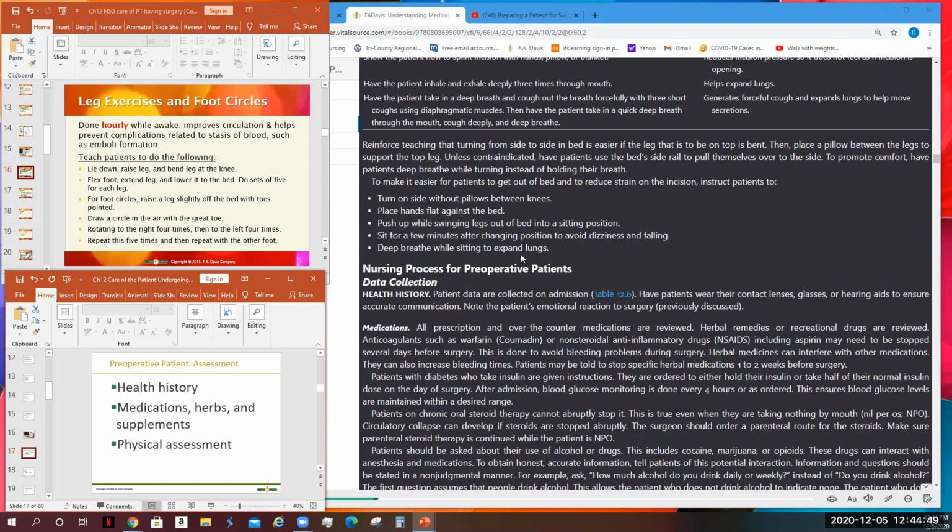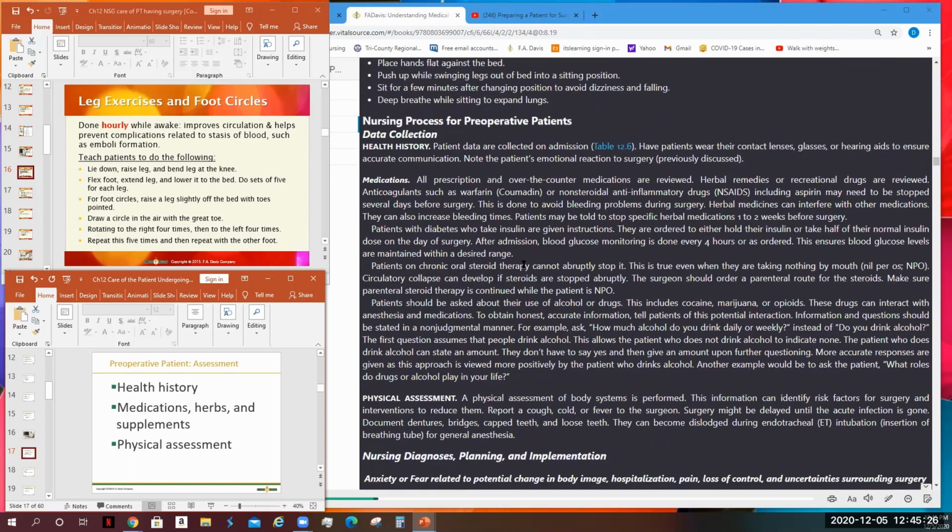To make it easier for patients to get out of bed and to reduce strain on the incision, instruct patients to turn on their side without pillows between the knees, place hands flat against the bed, and push up while swinging legs out of the bed into a sitting position. Sit for a few minutes after changing position to avoid dizziness and falling. Deep breathe while sitting to expand lungs.